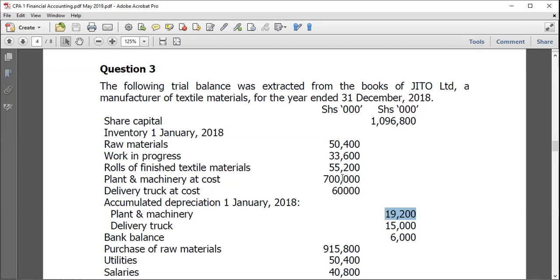Now, with that in mind, the next thing that we shall also look at is the delivery truck. As we can see, we have a delivery truck here, which is at 60,000. So for this delivery truck, I'll be able to also know its accumulated depreciation right down here. And then we have what we call the bank balance, which is 6,000, okay?